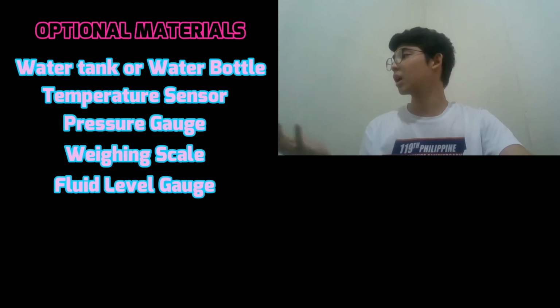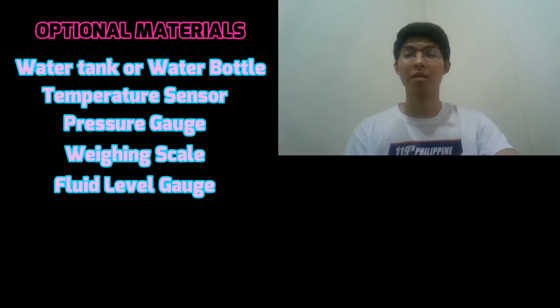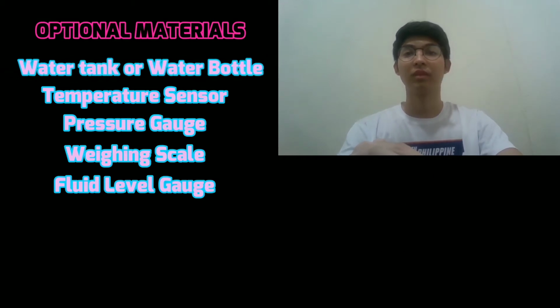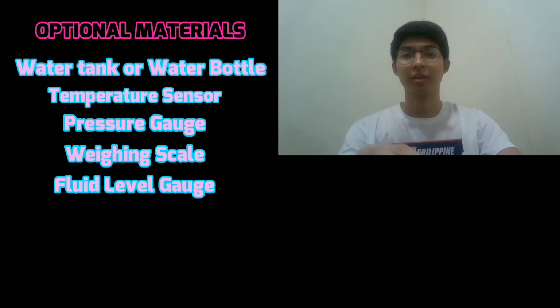The materials listed at the left side of your screen are optional if ever a prototype is created. But because of the limited resources brought about by the difficulty of traveling due to the pandemic, a circuit simulation using Multisim and breadboard is considered by the experimenters. The materials are water tank or water bottle, temperature sensor, pressure gauge, weighing scale, and fluid level gauge.